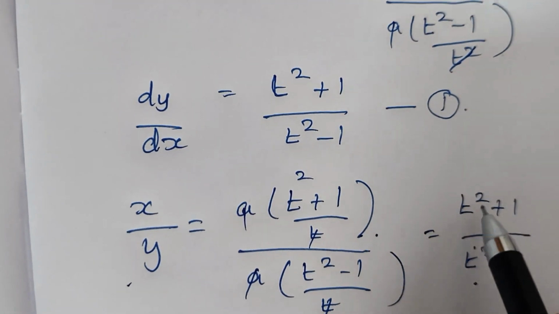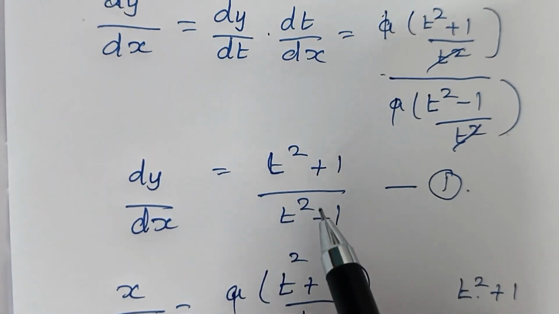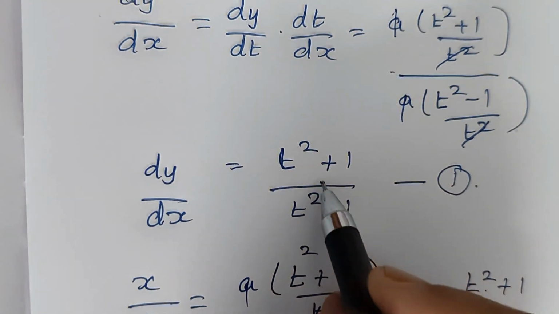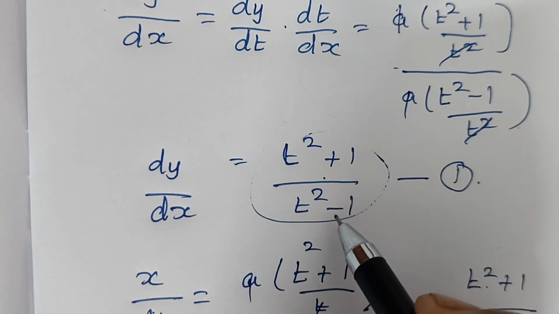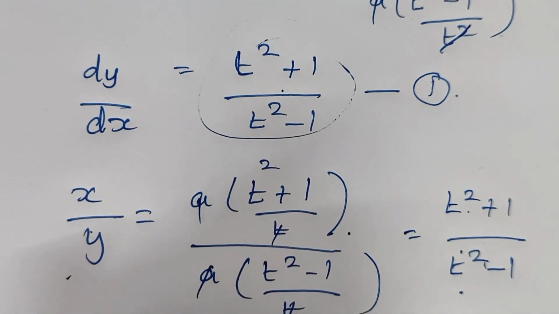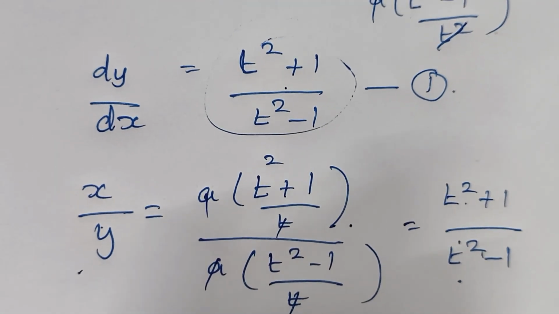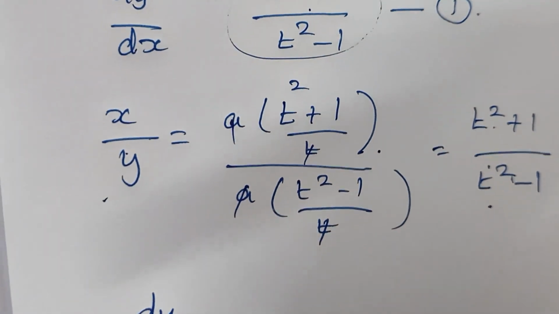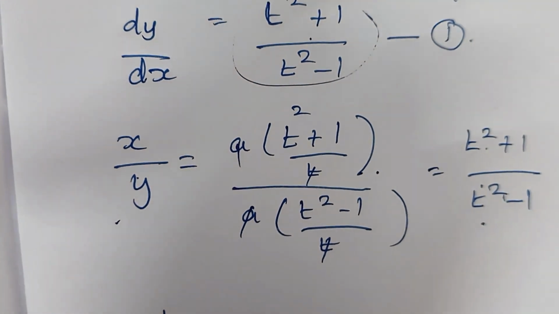Now substitute the x by y value in 1. What you get is, here we have to replace by x by y. Therefore now dy by dx equal to x by y. Hence we have the result. We proved that dy by dx equal to x by y.